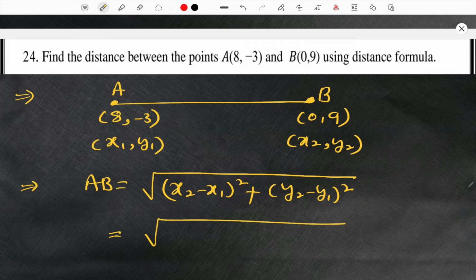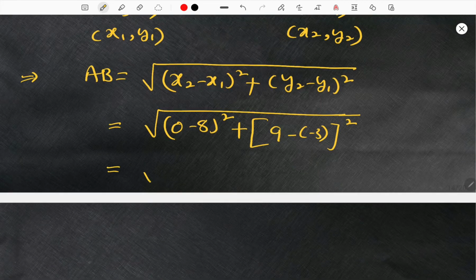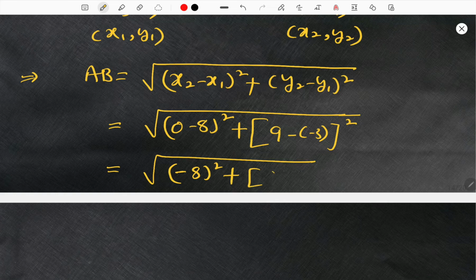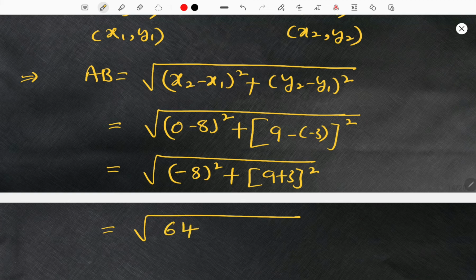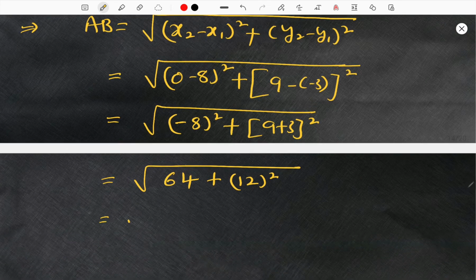So that is equal to under root 0 minus 8 whole square plus 9 minus of minus 3 whole square. You can see the calculation here. I hope it is clear. Then it becomes under root 0 minus 8 is minus 8, minus 8 whole square plus 9 plus 3 whole square. So it becomes under root minus 8 whole square is 64 plus 9 plus 3 is 12, 12 square. So it becomes under root 64 plus 144.